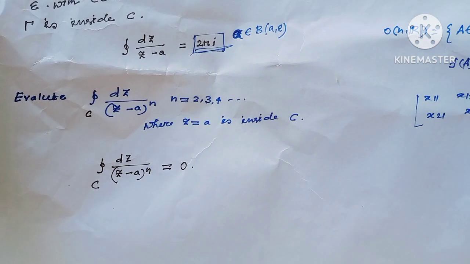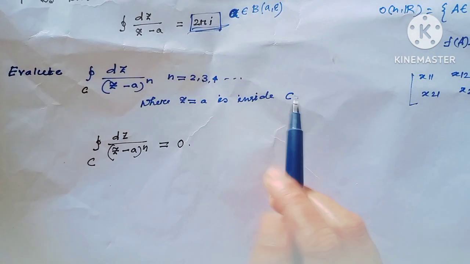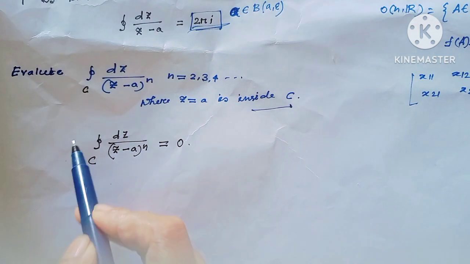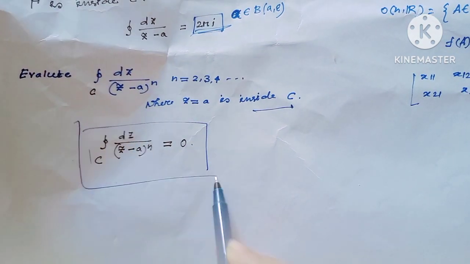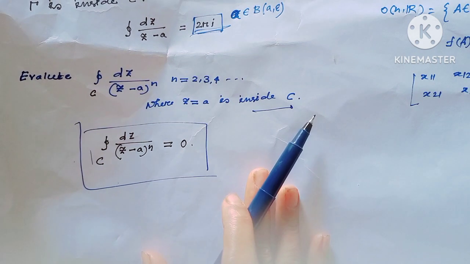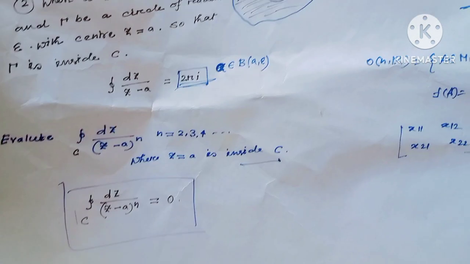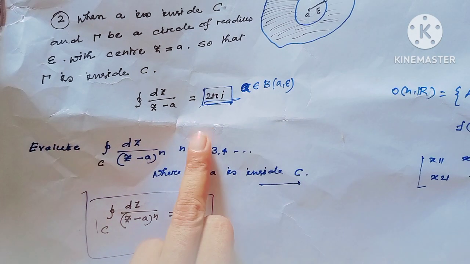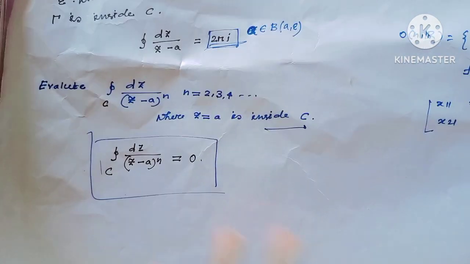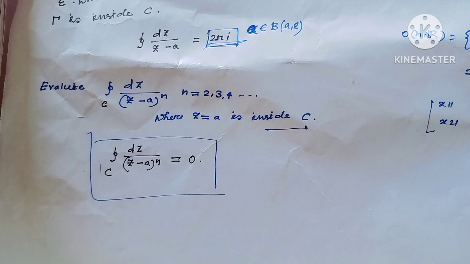But today I will see dz over (z minus a) to the power n, where n equal to 2, 3, 4 and so on, where z equal to a is inside this circle, then also this value would be 0. And when a is outside of the circle, this is obviously 0. But this is very important. When n equal to 1, then this value is 2 pi i. But when n equal to 2, 3, 4 and so on, then this value would be 0.